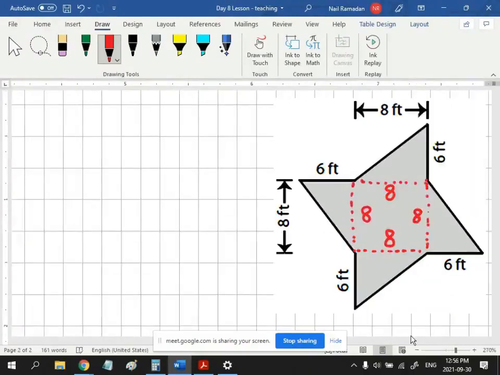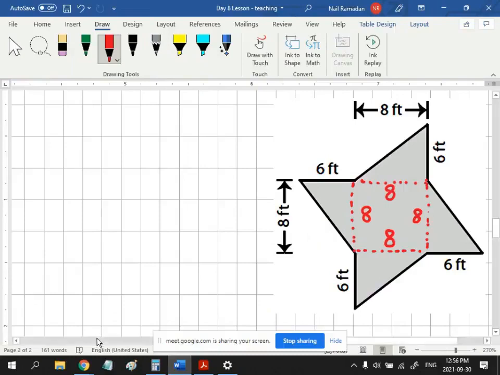How many people start with the square in the middle first? How many people start with the off triangle? Are all the triangles the same? What's the base of this one? What's the height? But this one has a base of what? And a height of? Does it matter? No, because at the end of the day, you're going to multiply both. 8 times 6 is the same as 6 times 8.